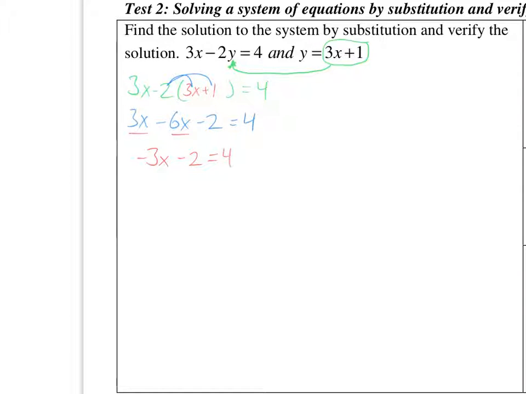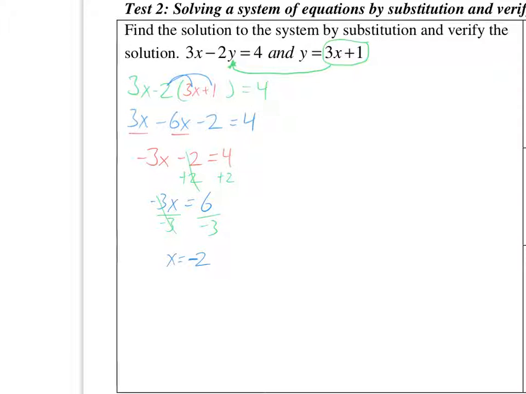So to solve, I need to get x by itself. How do you get rid of this minus 2? Well, you add 2 to both sides. So I now have negative 3x equals 6. And how do you get rid of the negative 3 on the x? You divide by negative 3. So I now have x equals negative 2. That is not the answer. That is part of the answer. We are partially there, but we have now found x.